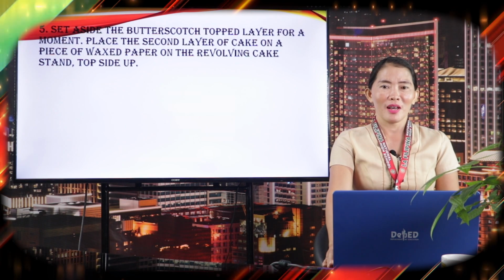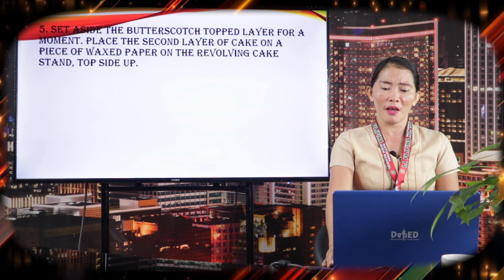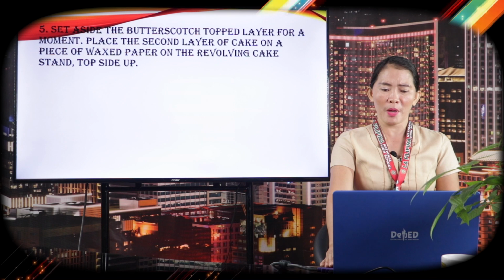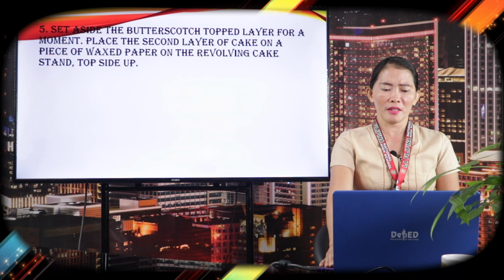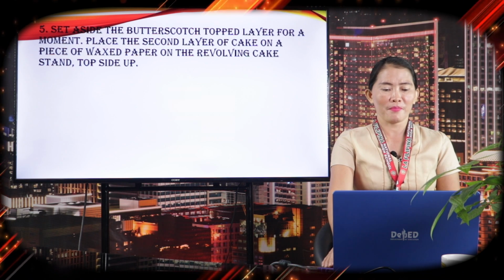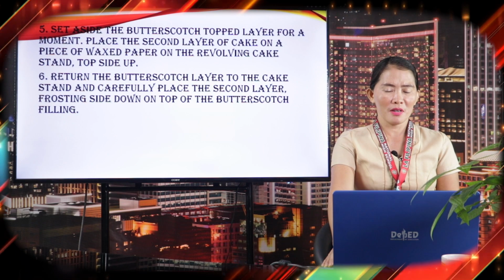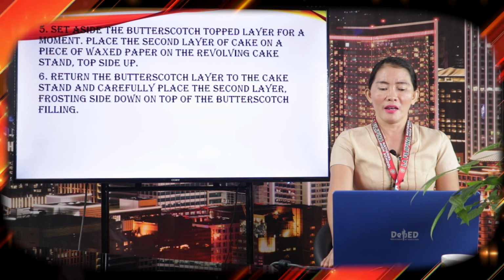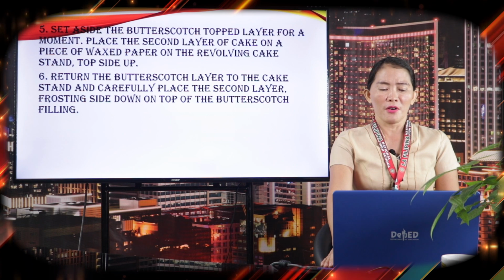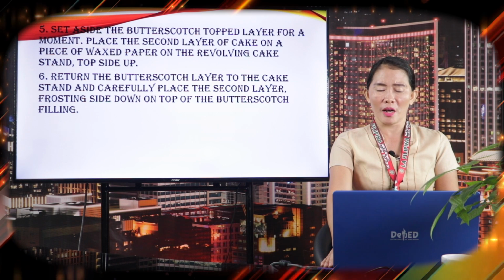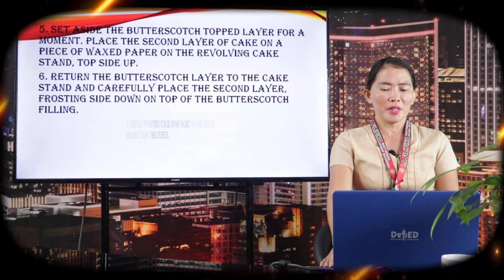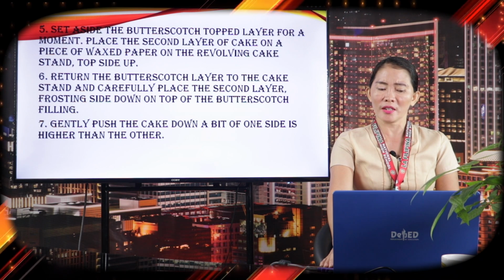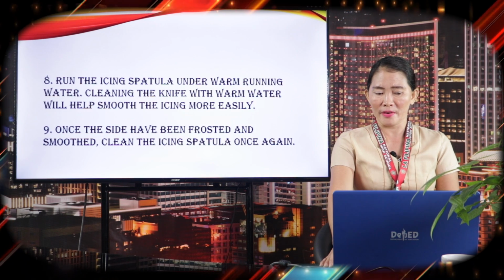Number 5, set aside the butterscotch top layer for a moment. Place the second layer of cake on a piece of wax paper on the revolving cake stand, top side up. Number 6, return the butterscotch layer to the cake stand and carefully place the second layer, frosting side down on top of the butterscotch filling. Number 7, gently push the cake down a bit if one side is higher than the other.